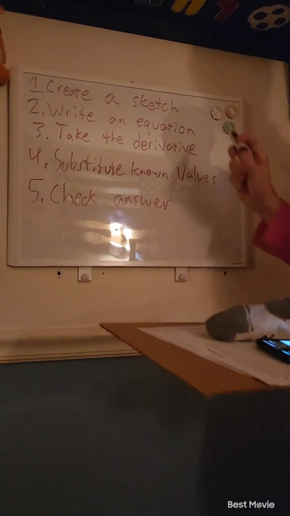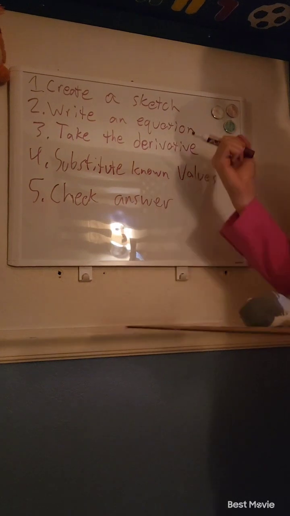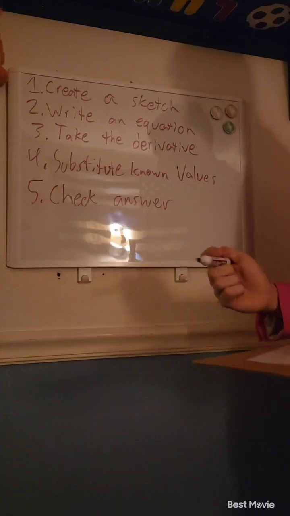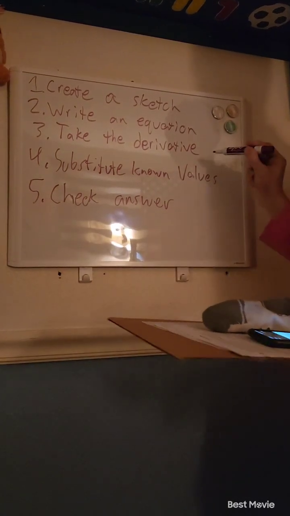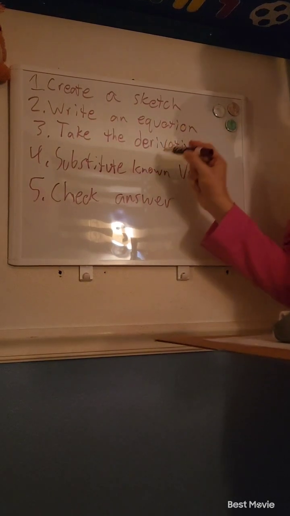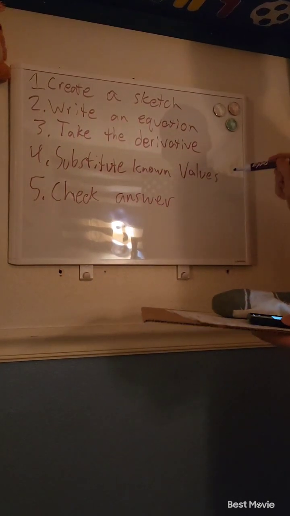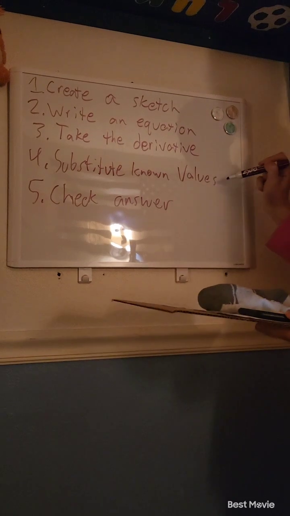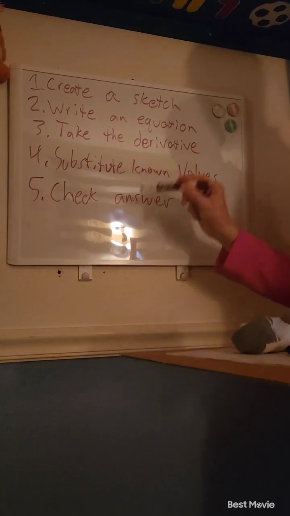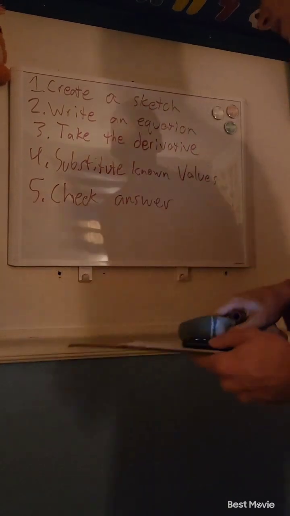The next thing you want to do is write an equation to express the relationship between your variables. Next, you want to take the derivative with respect to time. Next, substitute the known values, find your answer, check your answer, and make sure it's reasonable.